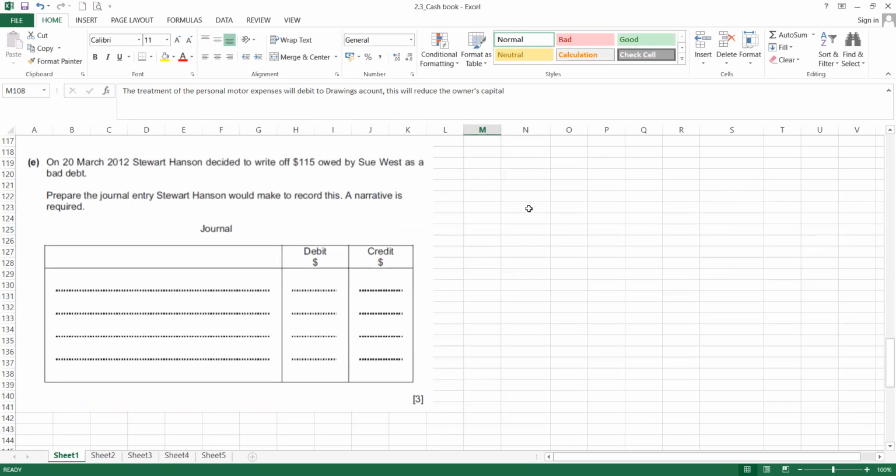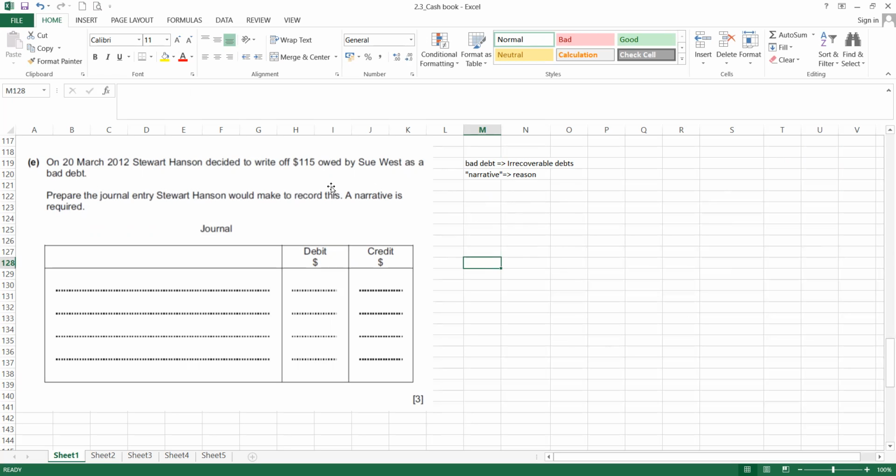E. On 20th March 2012, Steve decided to write off 115 owed by Sue as a bad debt. The new term for bad debt, just to highlight, we call irrecoverable debt. So take note, don't use bad debt, use irrecoverable debt. Prepare the journal Steve Hansen will make to record this. A narrative is required. Narrative means reason. Write a simple reason why you put this double entry.